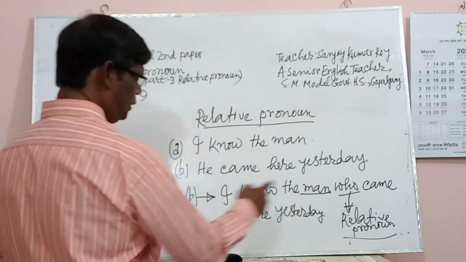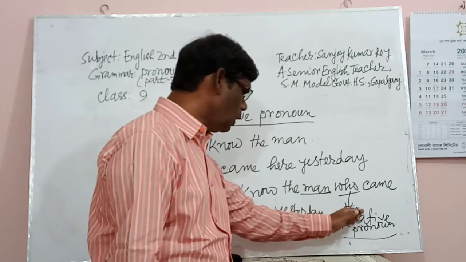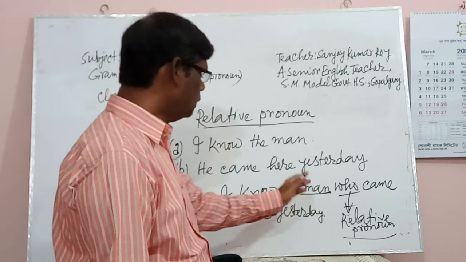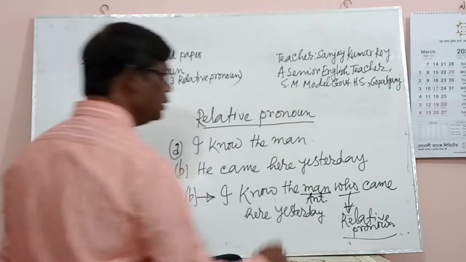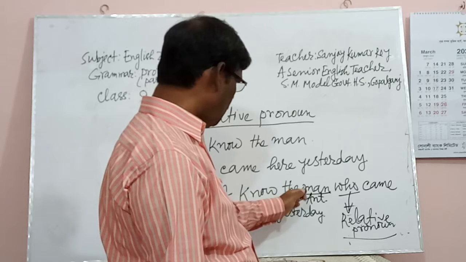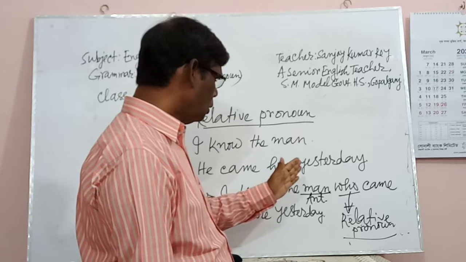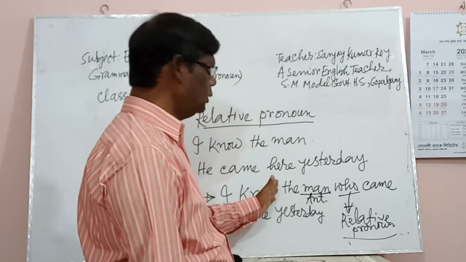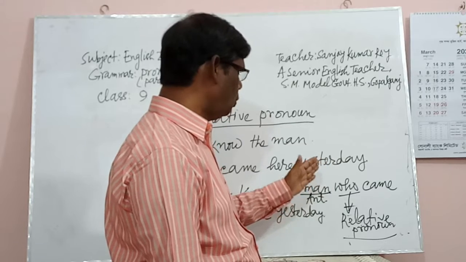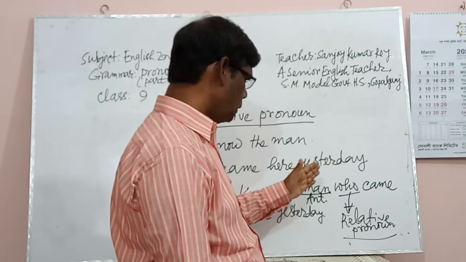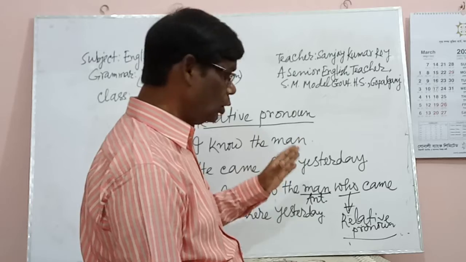The word, noun or pronoun, to which the relative pronoun refers is called the antecedent. Here, man is the antecedent. So now we have known what is relative pronoun and what is antecedent. As relative pronouns, generally who, which, that, etc. are used, and as and but are also used as relative pronouns.